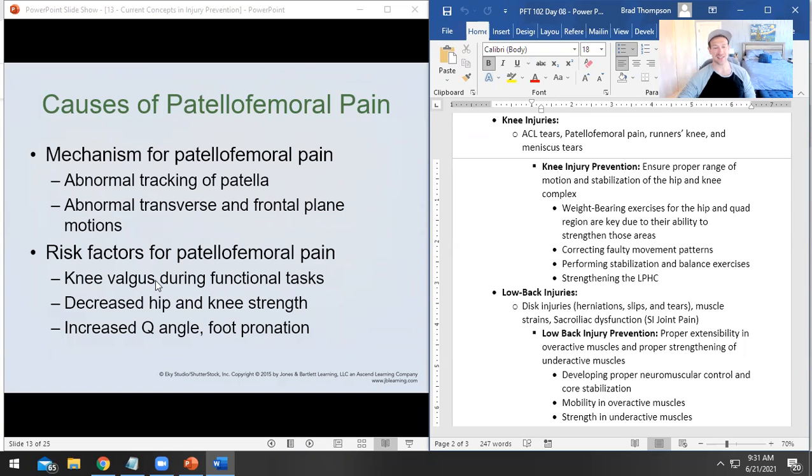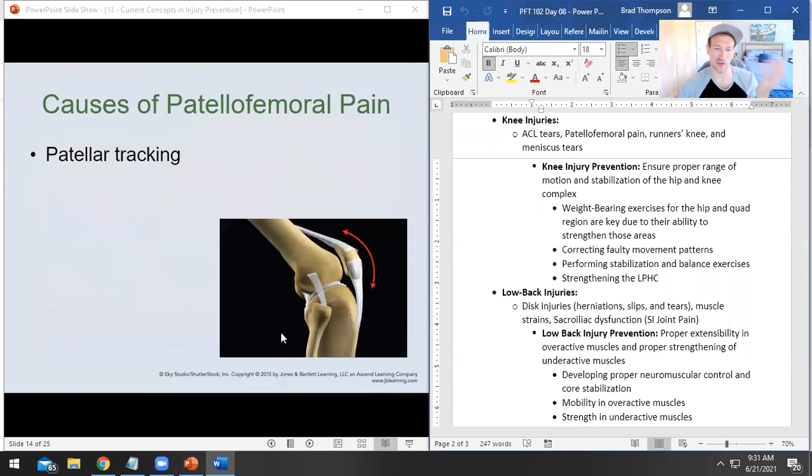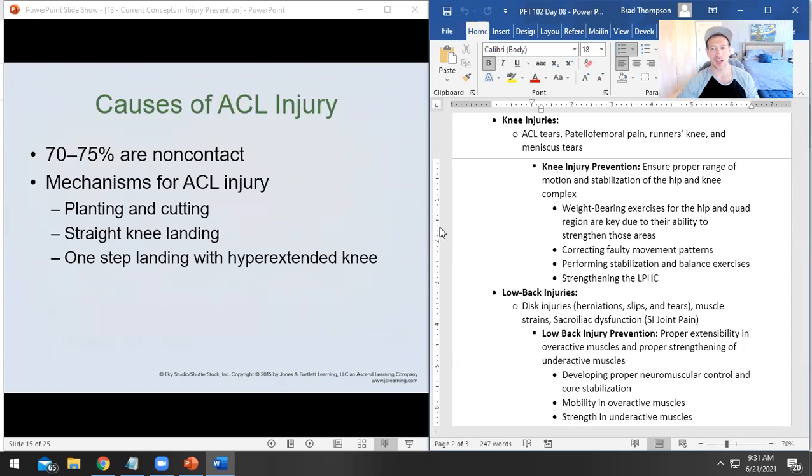So knee valgus, big risk factor, decreased knee strength, decreased hip strength, increased Q angle. Again, increased Q angle literally means knee valgus. And then foot pronation, right? All of those things are going to cause this to track abnormally. All right, let's move on to ACL tears.